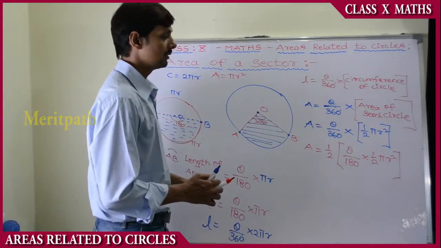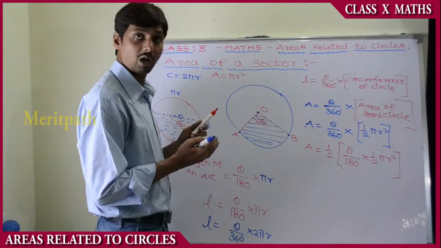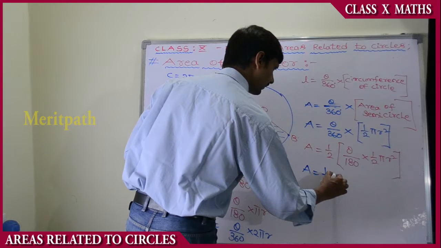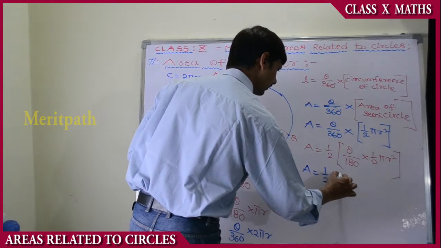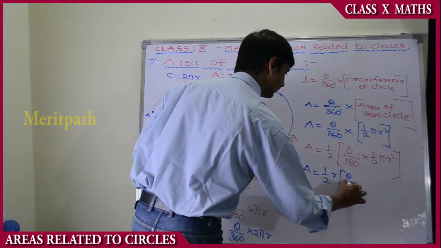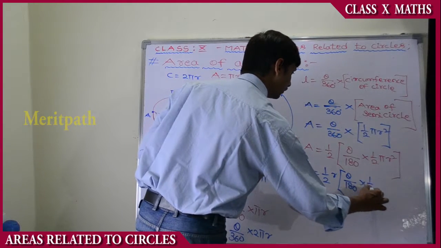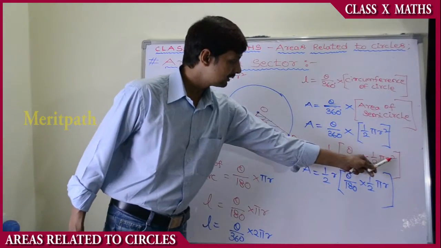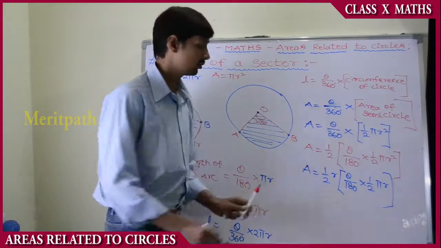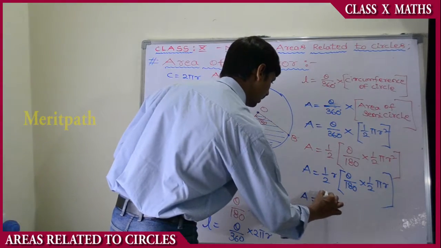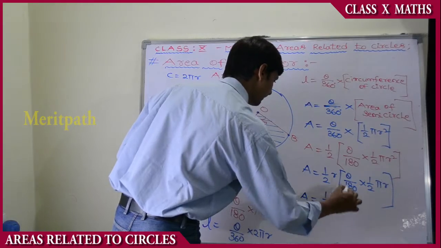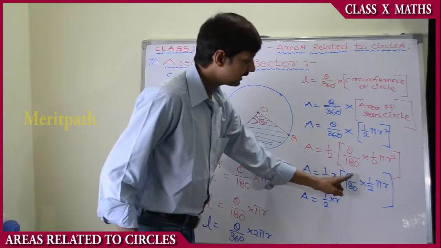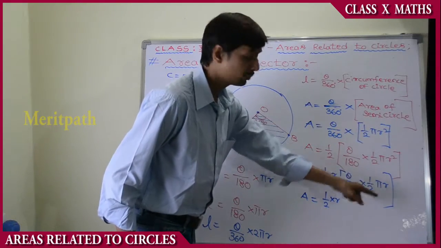So let's take one of the r outside as common. So A is equal to half into r, we are taking, so theta by 180 degrees into half into pi r, it becomes. So the reason for r here is that we have taken one of the r common. Then A is equal to half into r by theta by 180 into half into pi r.